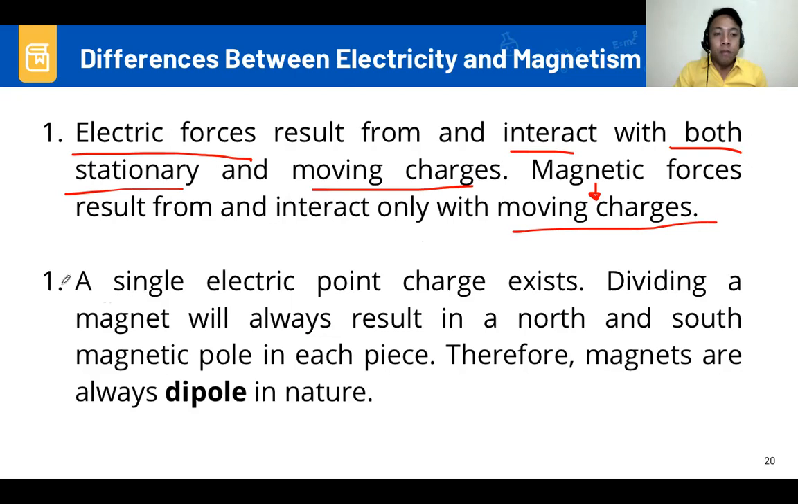Okay? Number two. A single electric point charge exists. Dividing a magnet will always result in a north and south pole. Correct? Already discussed that one. Therefore, magnets are always dipole in nature. That's a constant rule. We cannot break that one because it's already proven that kahit durug-durugin mo yung magnet na yan, it always has a north pole and south pole.